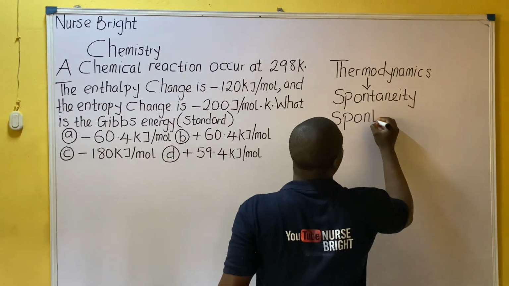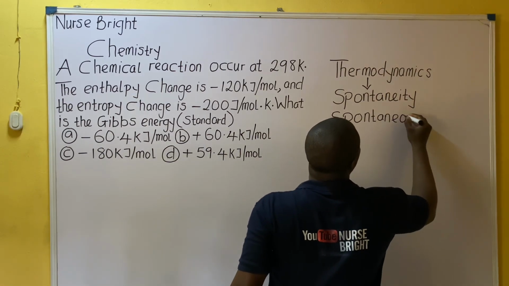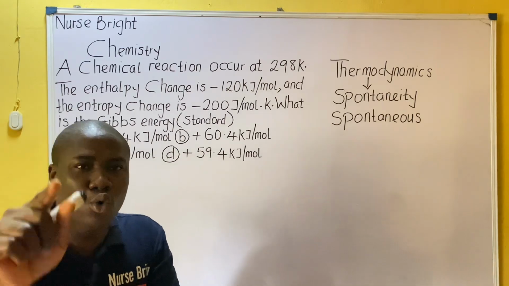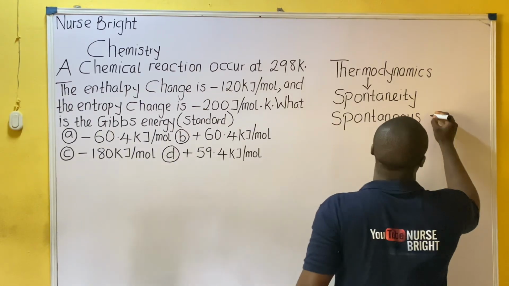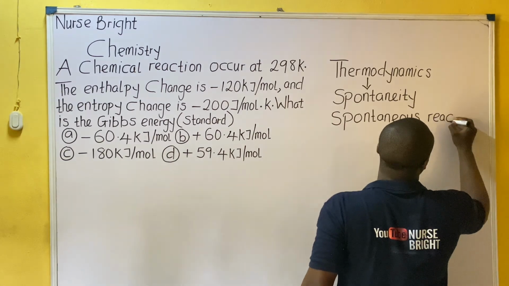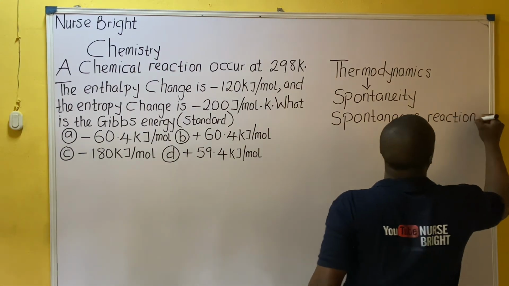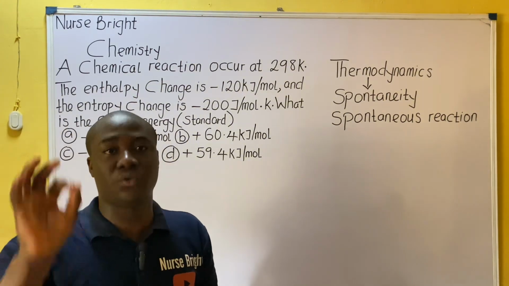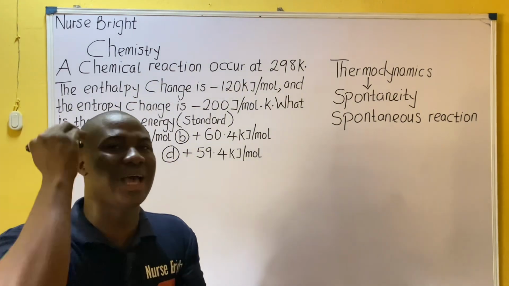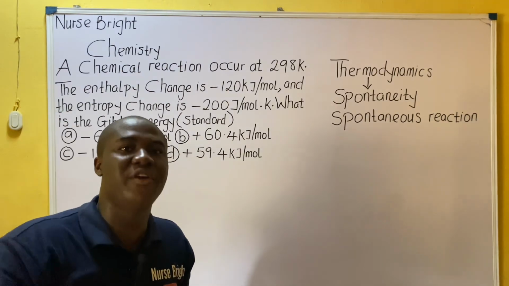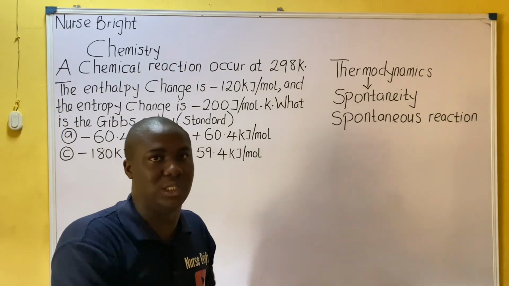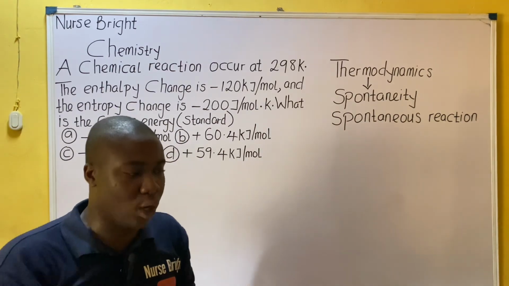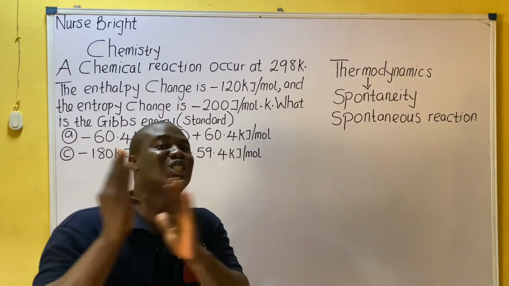spontaneous. All right, in chemistry we have reactions that are spontaneous, and I'll be explaining to you what I mean by that. I just said that we have a reaction that is spontaneous. So first of all, we have to know what spontaneous reactions are. Now, spontaneous reactions are reactions that occur under a given set of conditions. In simple terms, a spontaneous reaction is a reaction that can occur on its own.